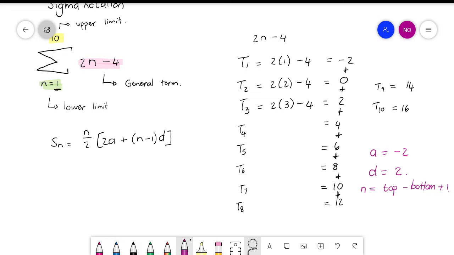So what is our top number? What's the bottom number? And then I just add 1 and that gives me 10. So now I have that and that and that.